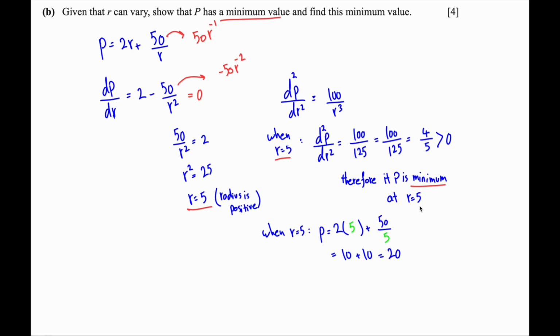So now all I have to do is find the minimum value of P. You just go ahead and substitute 5 instead of all the R's in the equation you found for perimeter up here, and that results in 20.